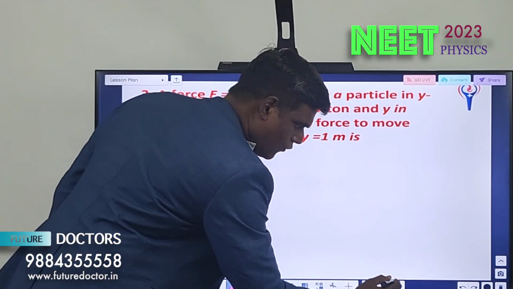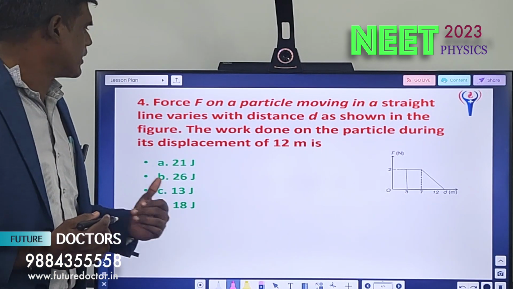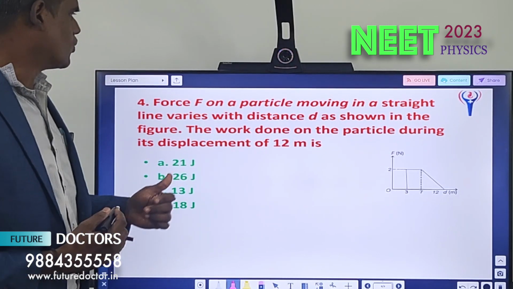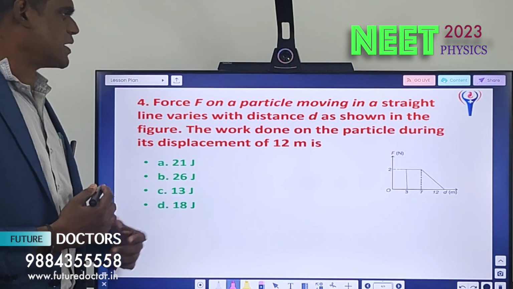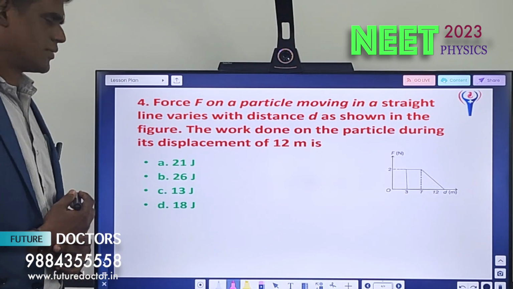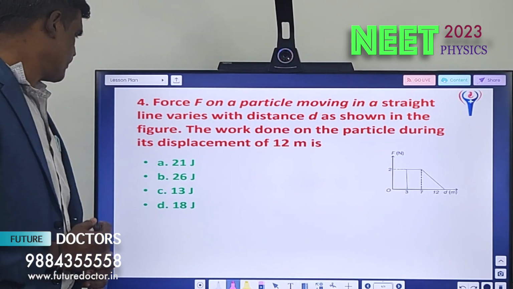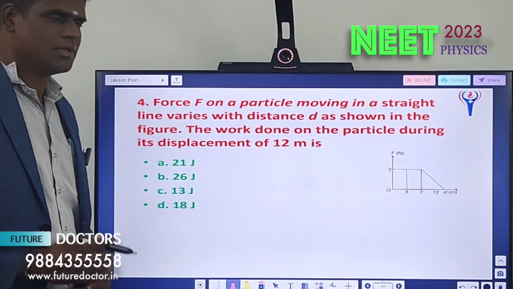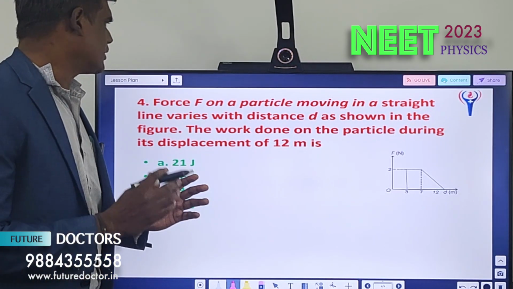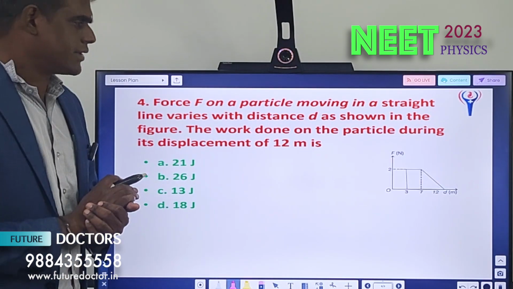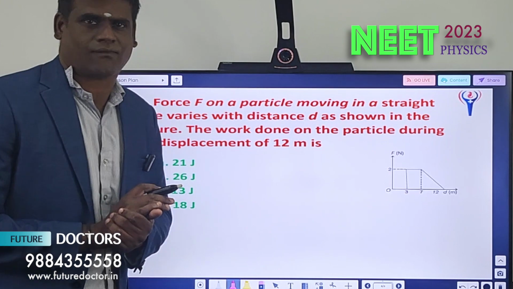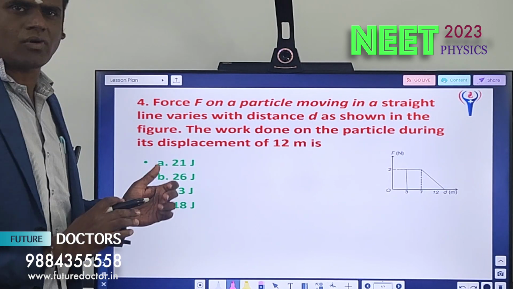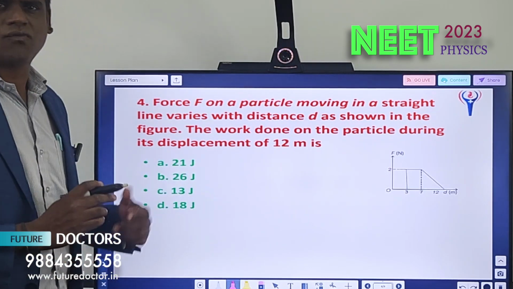Let's move to question number 4. Force F on a particle moving in a straight line varies with distance d as shown in the diagram. The work done on the particle during its displacement of 12 meter is dash. Option A 21 joules, B option 26 joules, C option 13 joules, last option 18 joules. That is, you should find the relationship between work, force and distance, and you should take that also from the graph. In graphical representation, you should have idea about the relationship. Then only you are able to find the solution for these 4 questions.